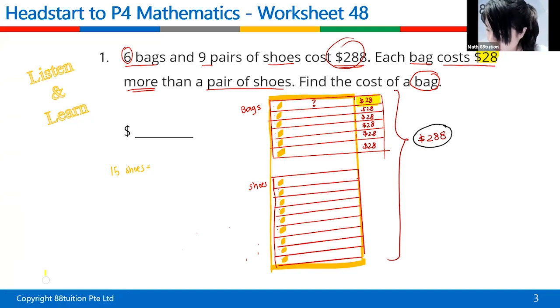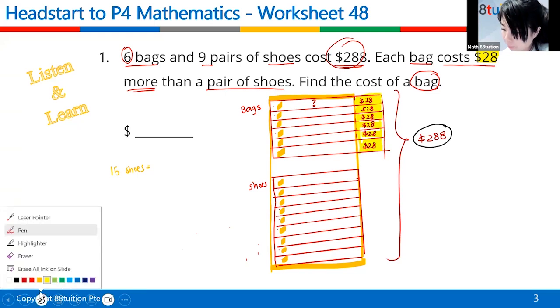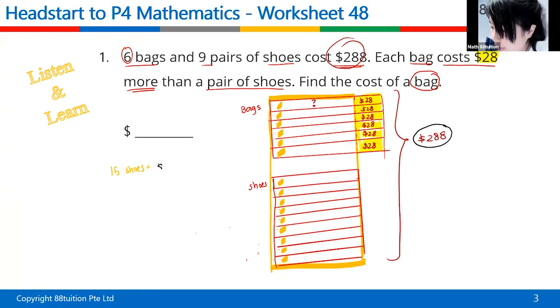Subtract the yellow portion. Do we agree? I repeat, 15 shoes will be the total amount, 288, minus this chunk of $28. Wensing and Lakshana, agree? So I'm going to take 288, okay, minus $28 times 6.